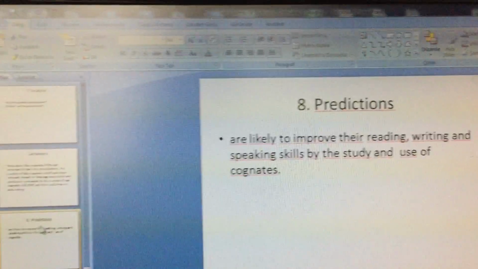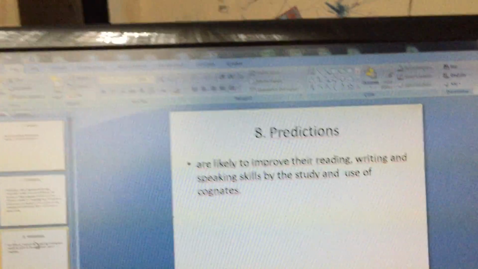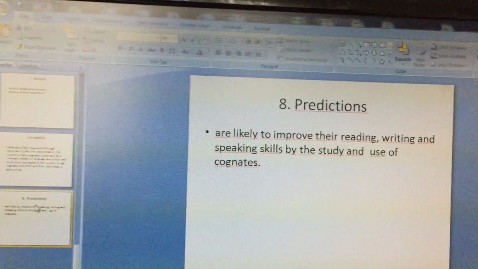So, students are likely to improve their reading, writing, and speaking skills by the study and use of cognates.